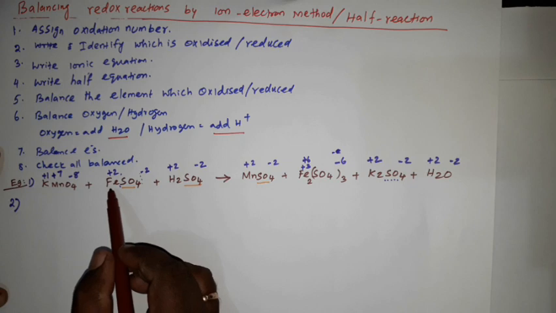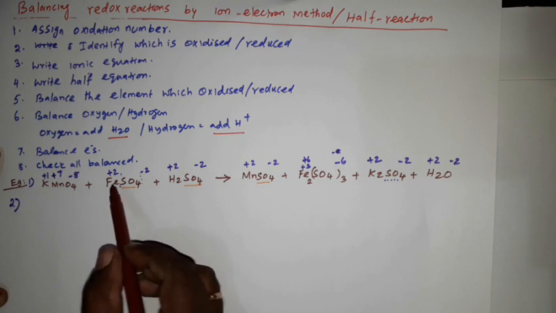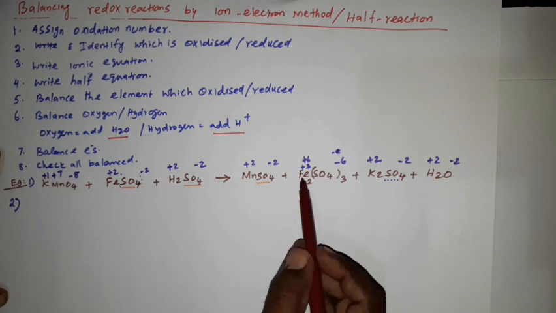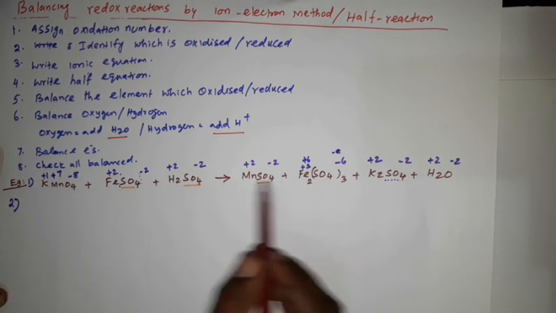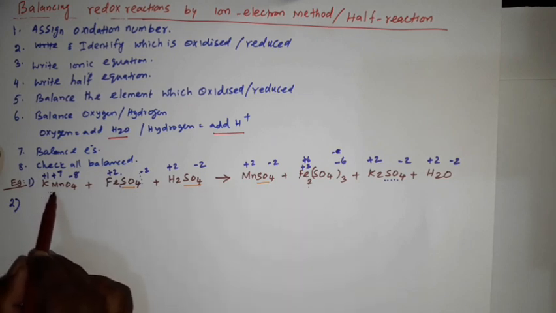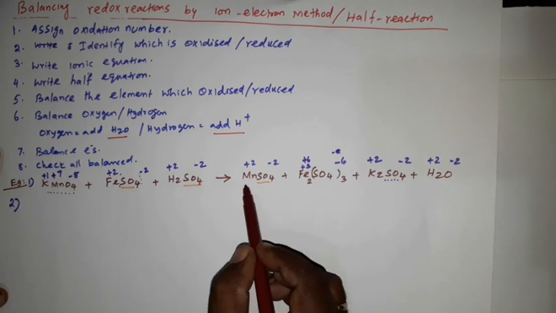Then next, iron: here plus 2, and on this side you check, this is plus 3. So there are some changes in the oxidation number, so you have to choose this iron also. So from this KMnO4 to here there are some changes.